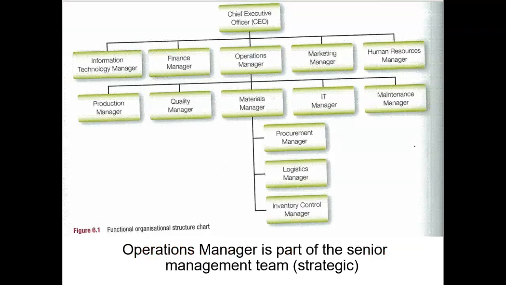So just to finalise this particular presentation, here's the strategic management team, the senior management team of a business, and we can see here that the operations manager is part of the senior management team as strategic. So he's head of his department, just like the human resources manager that we looked at in the last topic. He's sitting up there with the marketing manager, the finance manager, and the information technology manager, and there'll be managers that answer directly to him that look after various parts of the operation management function. But he's part of the overall strategic management team.